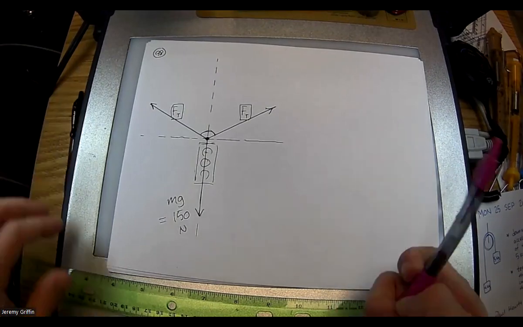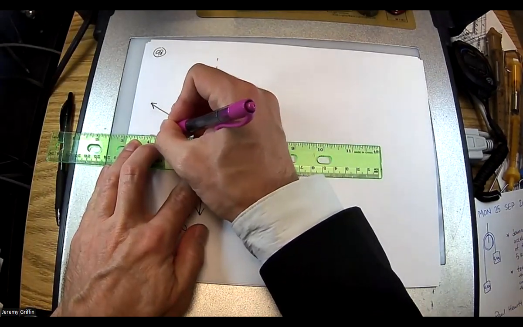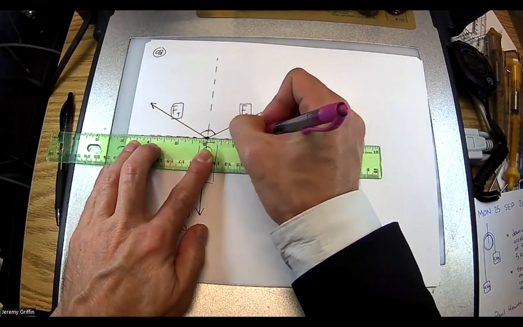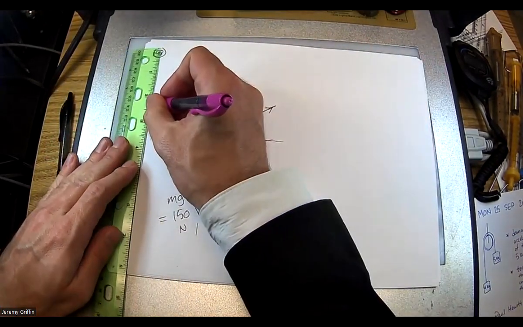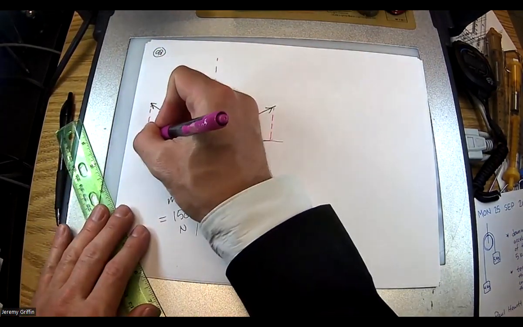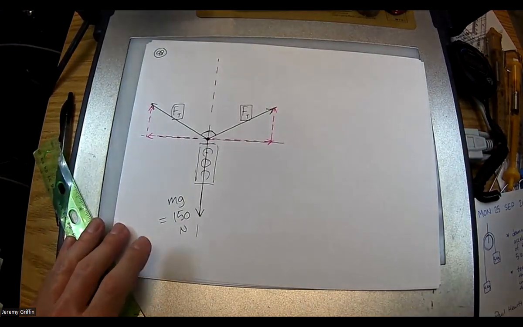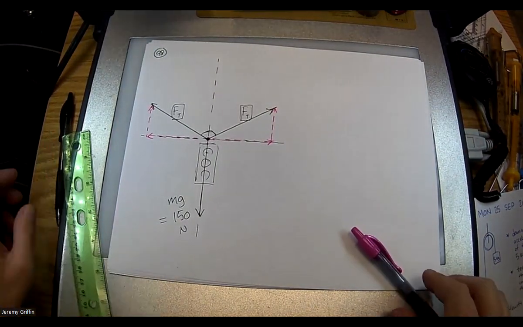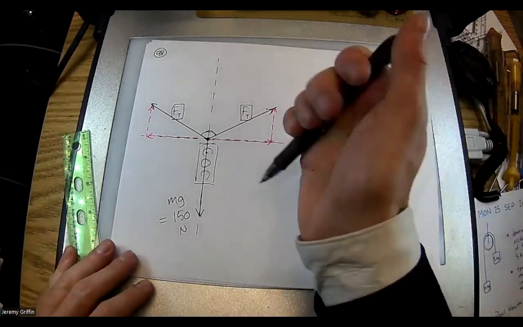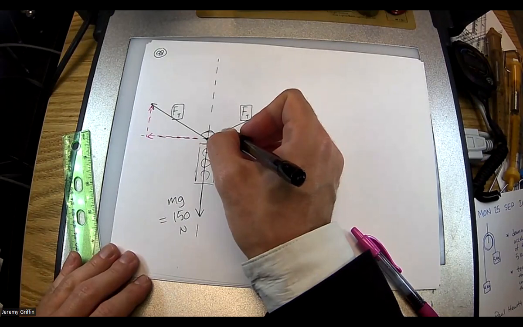So I'm going to break these tensions into components. This one pulling to the left is kind of left and kind of up. This one pulling to the right is kind of right and kind of up. But how much? How can I quantify that? Go back to sine and cosine. What you do know is that the angle between these two ropes is 120 degrees.